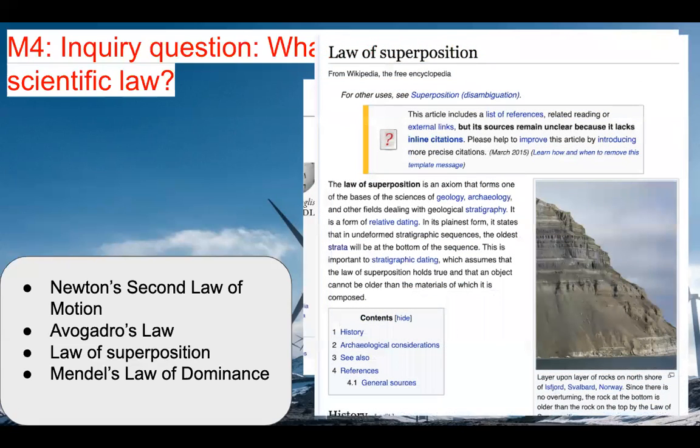Law of superposition. We've talked about this a few times. It pops up a fair amount. And it's a pretty simple one for you to work out that, if everything is equal and nothing weird has happened, then the lower layer of rock is always going to be older. It's relatively straightforward.